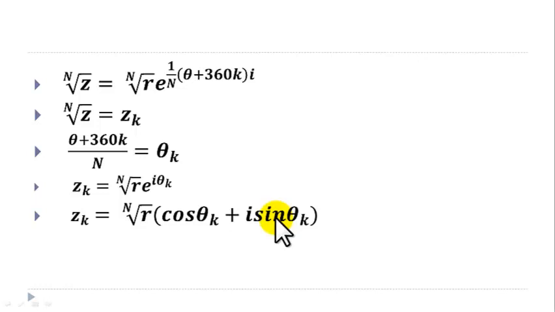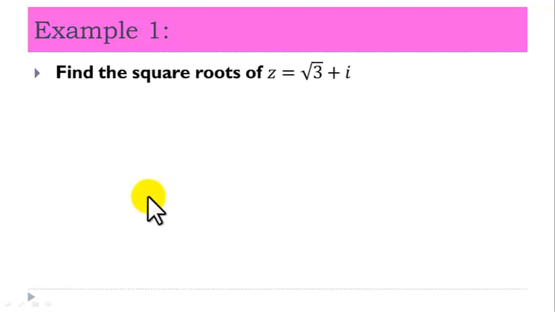But we know that the nth root of a complex number has n values. That is, k will take values from 0, 1, 2 to n minus 1. Let us take an example. Example 1. Find the square root of z equal to root 3 plus I.